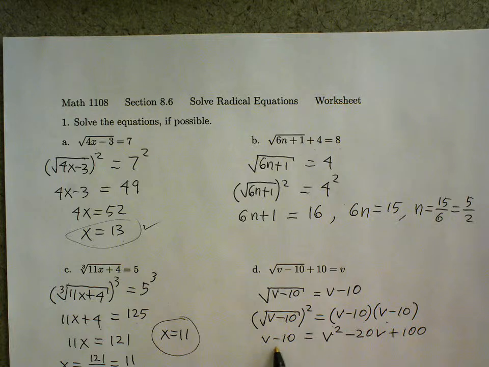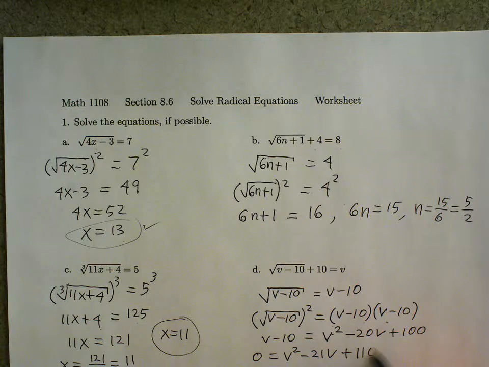Okay, so now we'll make the left-hand side 0 by subtracting v and adding 10. So 0 equals v to the second minus 21v plus 110.